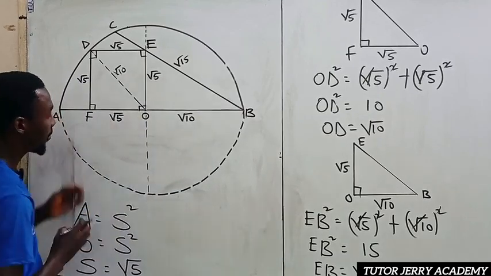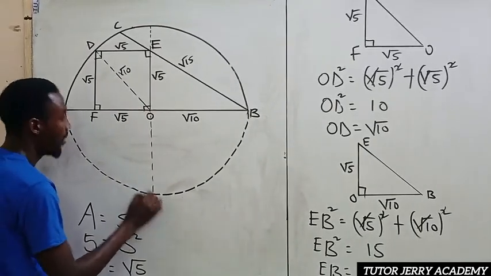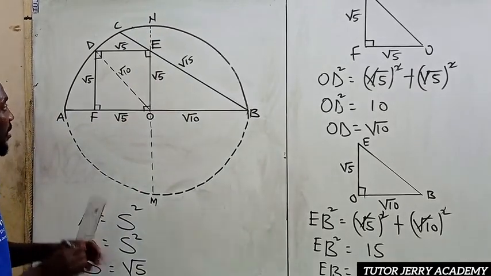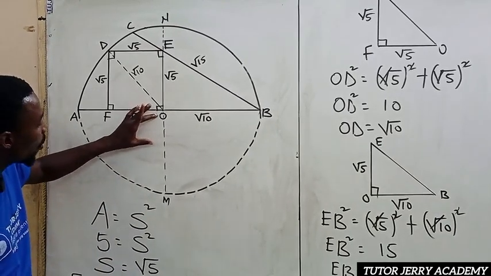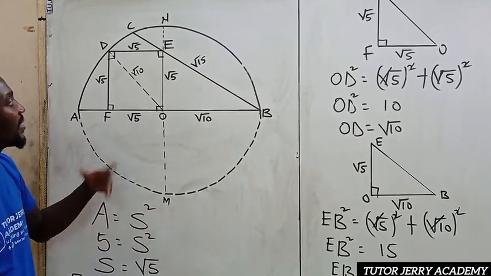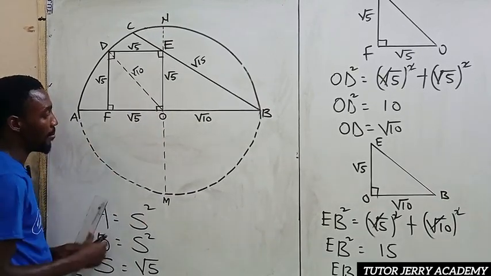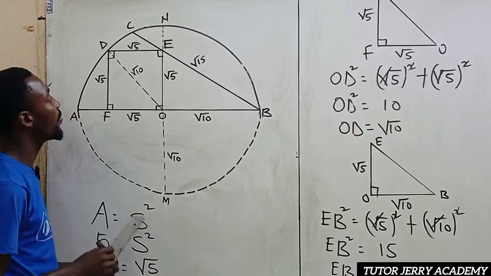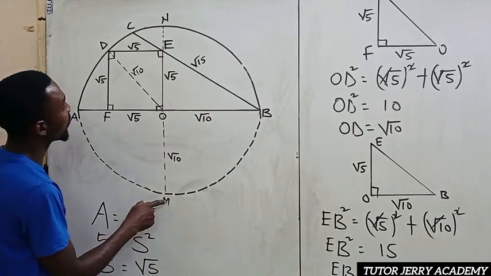All right, so now let's call this place M, and let's call this place N. Now if you look at this critically, you will observe that we already know that OM is the radius, and we said our radius the other time is root 10. So it means OM is root 10.